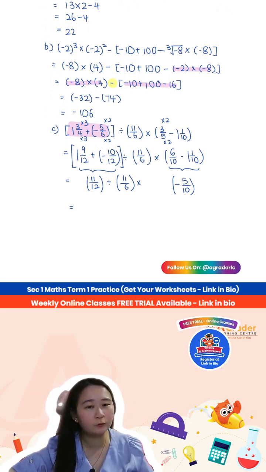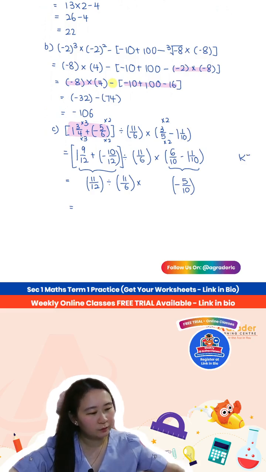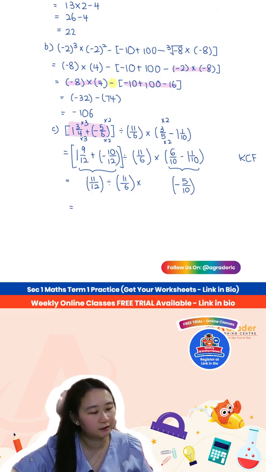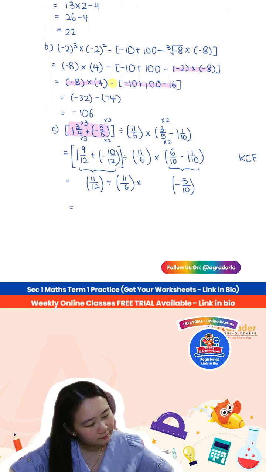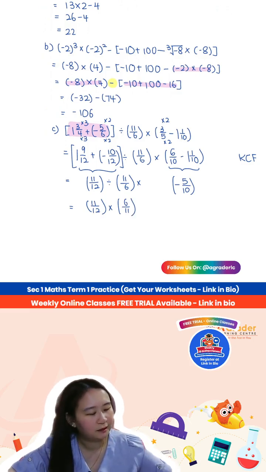Next, remember how to do fraction divide by fraction. We keep the first fraction, we change the sign, and then we flip the second fraction. Then times negative 5 over 10, technically is negative 1 over 2 when I simplify it.